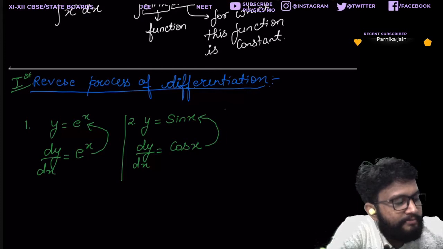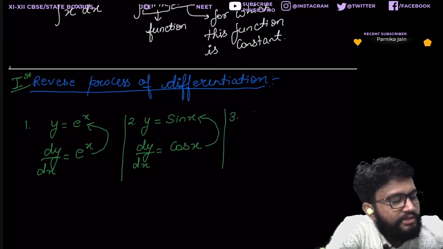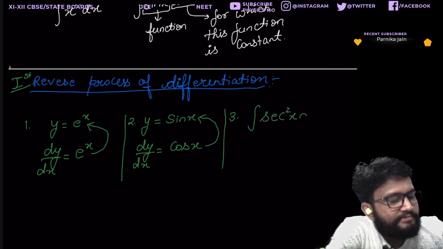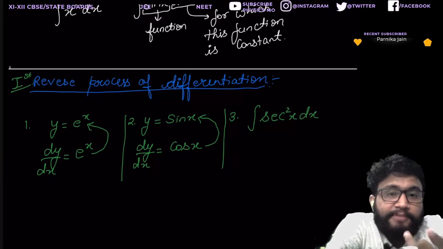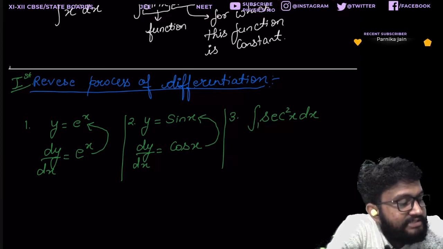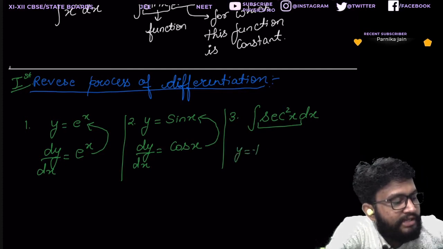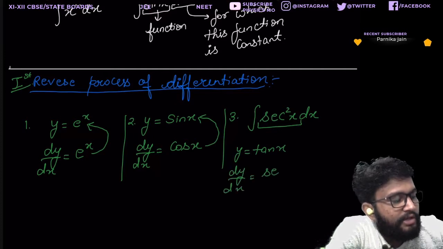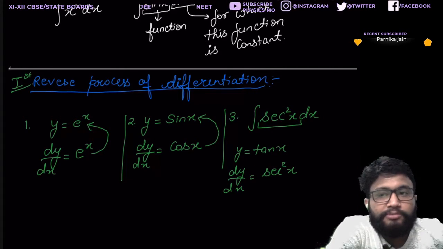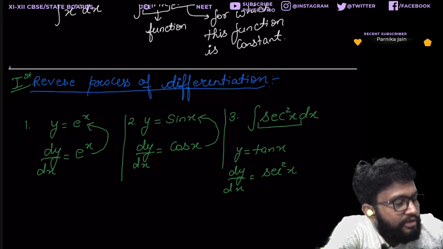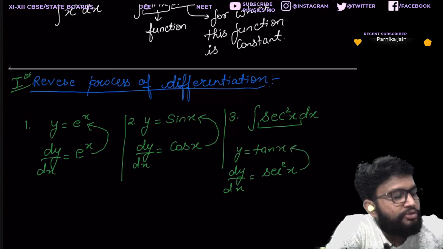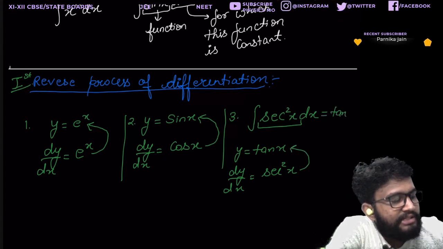Let's take one more example. Let's say we are given integration of sec square x dx. So just remember a function whose differentiation was sec square x. We know that if y was equal to tan x, then the differentiation of tan x was sec square x. If you don't remember now, you can see it from the formula sheet that we had earlier. So integration of sec square x will be tan x. You will write it this way: the integration sign, and this integration is equal to tan x.